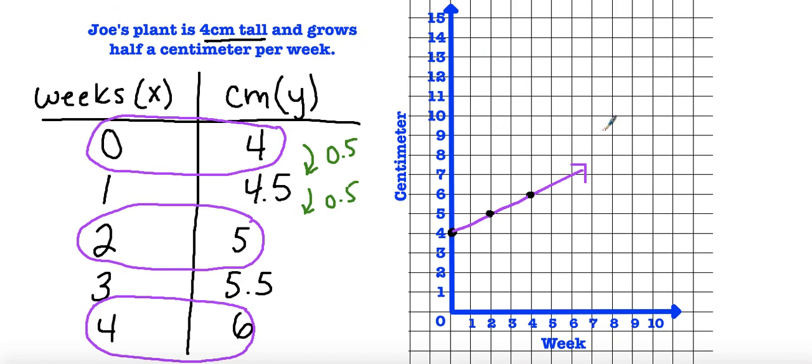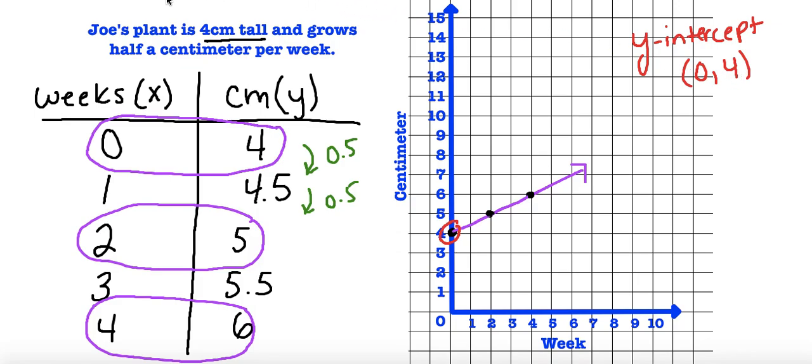Now, if I look at this graph by itself without any information, I could simply look at the y-axis and see that our y-intercept is 4 because that's where our line crosses the y-axis. So our y-intercept is 0, 4. And what this means is before any weeks pass by, so at 0 weeks, the plant is 4 centimeters.